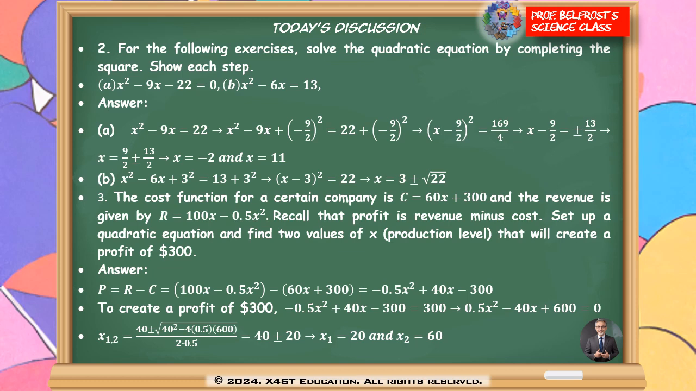Number two, for the following exercises, solve by completing the square and show each step. For this, it's also rather simple. Actually, you need to move the constant to the right hand side. b is already in the proper position. But for a, you need to move the minus 22 to the right hand side to make the equation x squared minus 9x equals 22.